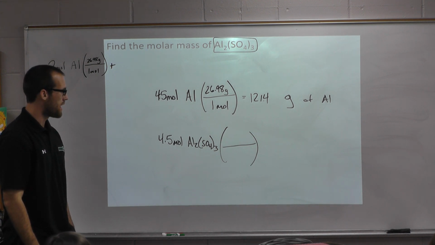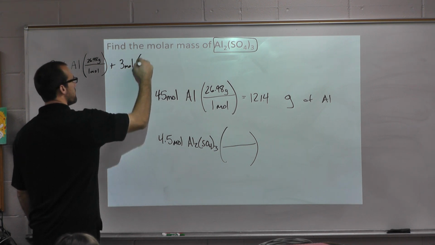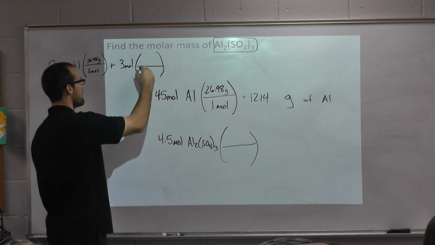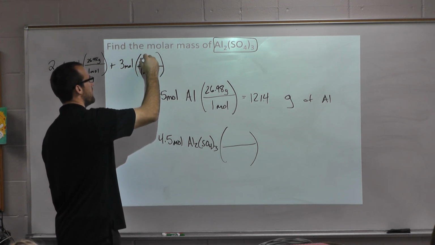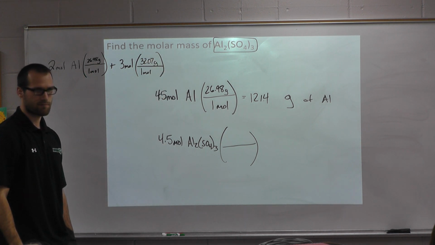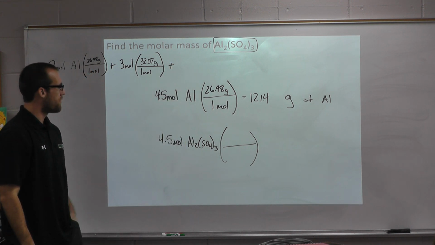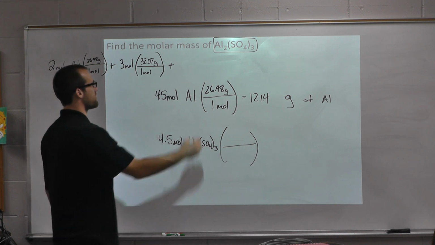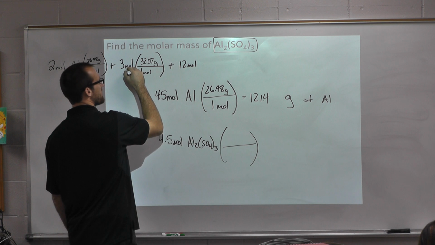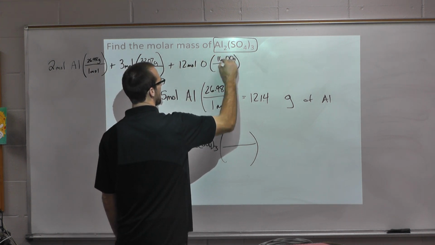How many moles of sulfur? 3. And I can look up and find what 1 mole of sulfur is. 32.07. Can I have an amen to that? Is that right? I think it is. Yes. Plus, 3 times 4 gives me 12 moles of oxygen. I should have an S here and an O here. And 16.00 grams for every 1 mole.